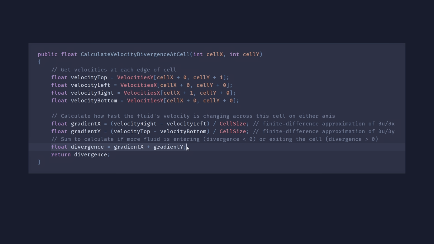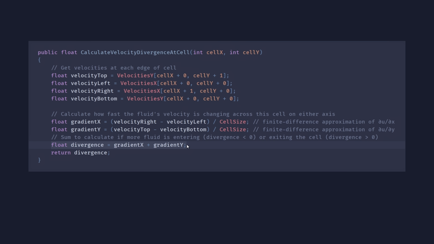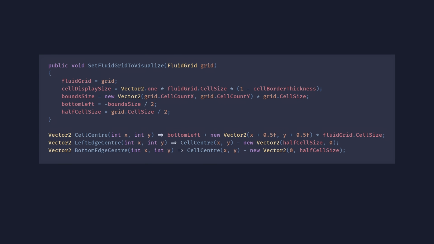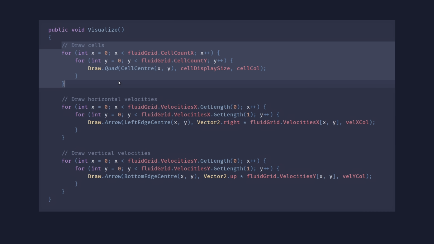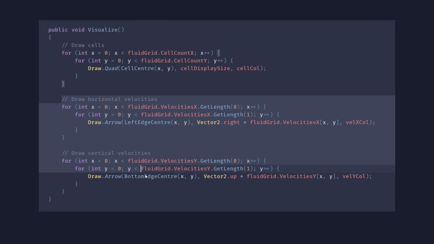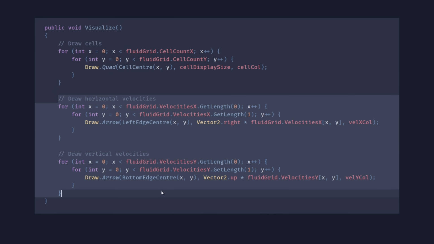I also want to start building a little visualization for this, otherwise I find my mental model of what the code is doing can quite quickly diverge from reality, so I've just made a little script that takes in our grid and figures out its total size and so on, so that we can easily look up the position of any cell or any edge. With that, we can simply loop over and draw a little box to represent each cell, and a little arrow to represent each velocity component.